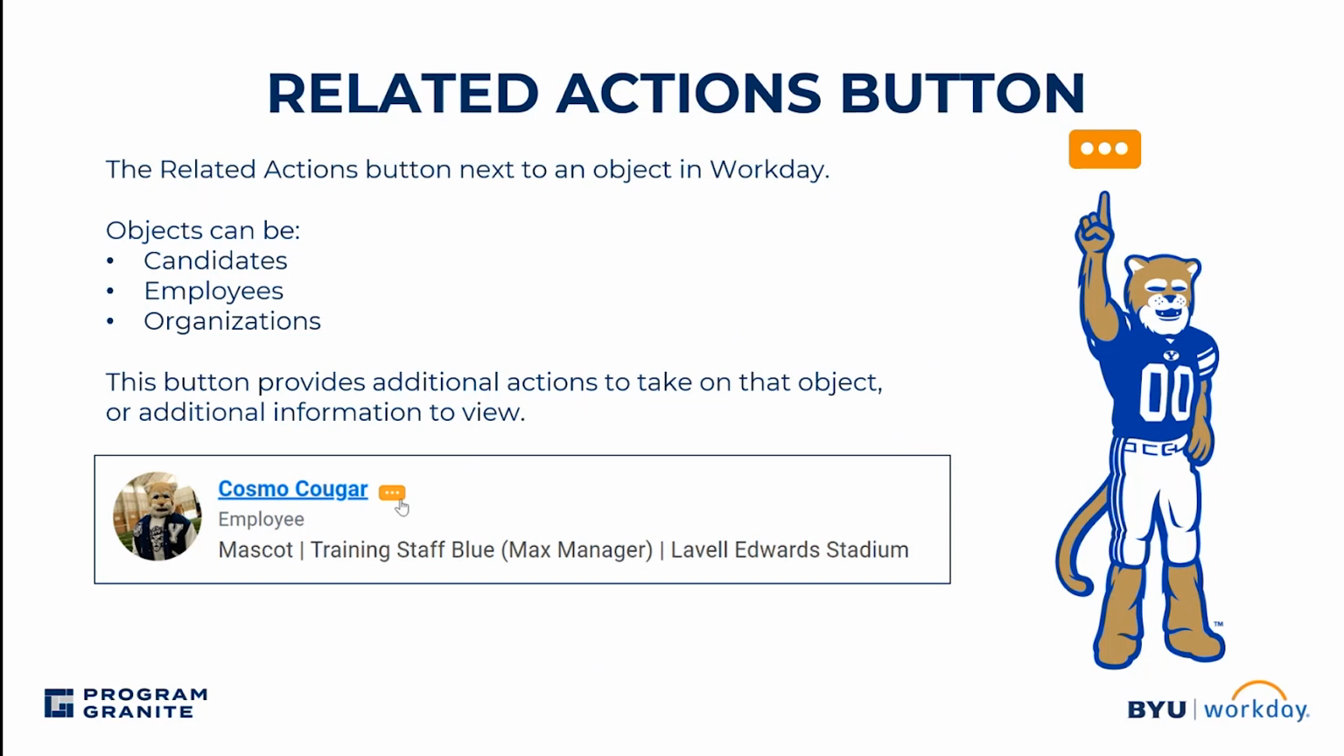You can see across the top here, when we hover over related actions, it turns a color so then we can click on it and see what actions we can take.